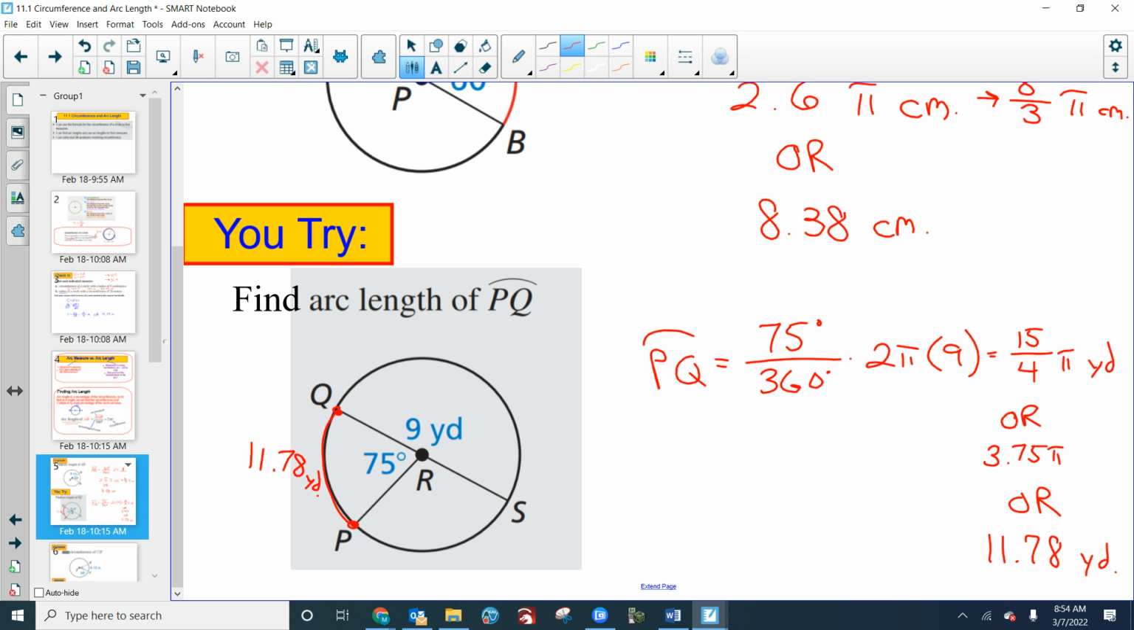Now, where does that pi belong? Does it belong with the 15 or with the 4 or both? Would it be in the top, would it be in the bottom, or top and bottom? Should pi, if I'm thinking of it as a number, which it is, would pi be with the 15? Would it be with the 4, or would it be with the 15 and the 4?